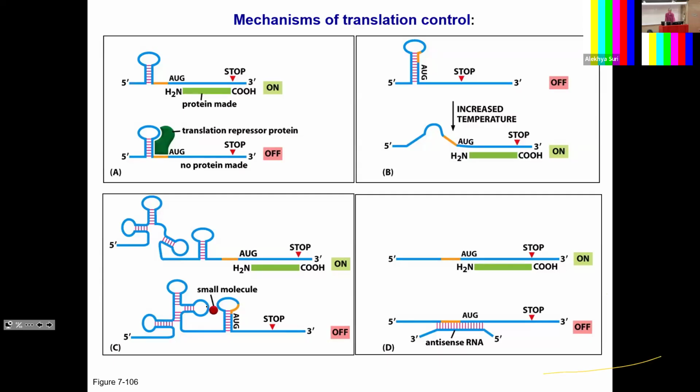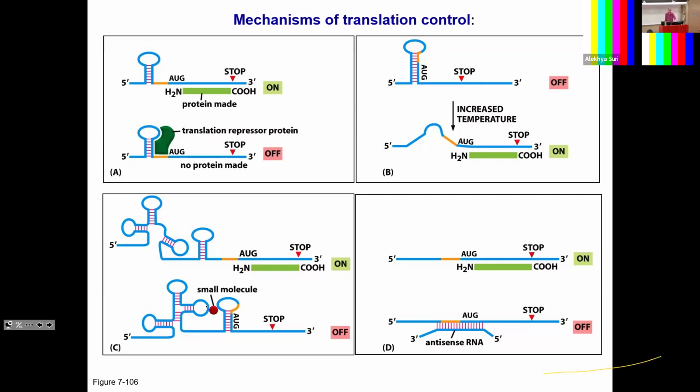Another example, D, would be where another complementary RNA sequence binds and is, let's say, masking the site where the ribosome binds. So the ribosome will not bind in this way because there's another RNA sequence. Double-stranded RNA is very stable compared to, for example, RNA-DNA, where the interaction is less stable.